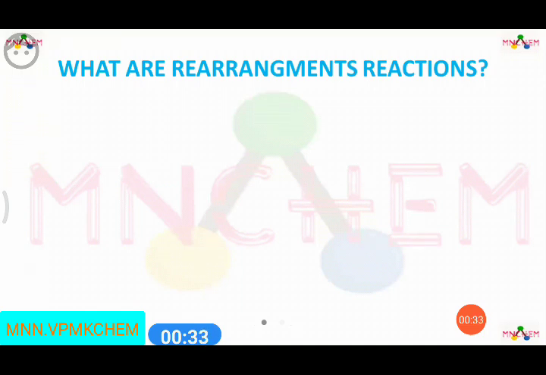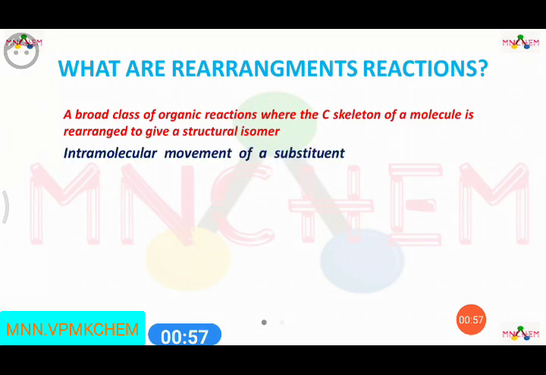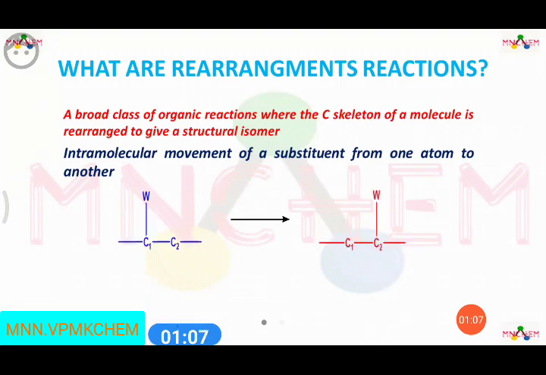The classification and details we are not going into here, but these rearrangement reactions, what are they? We need to understand. It is a broad class of organic reactions where the carbon skeleton of a molecule is rearranged to give a structural isomer. We can say it is the intramolecular movement of a substituent from one atom to another. In a simple manner, it can be represented like this.